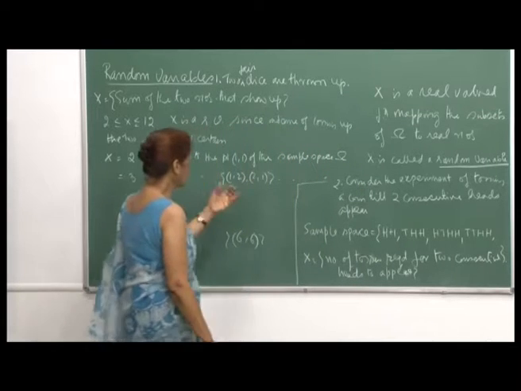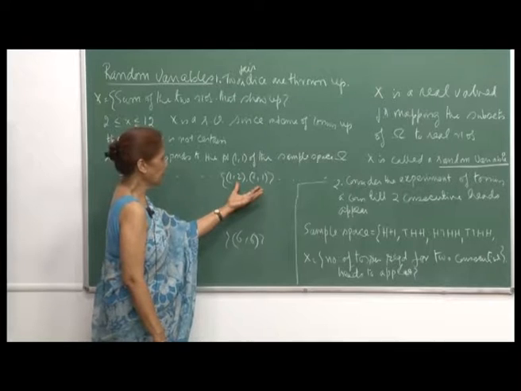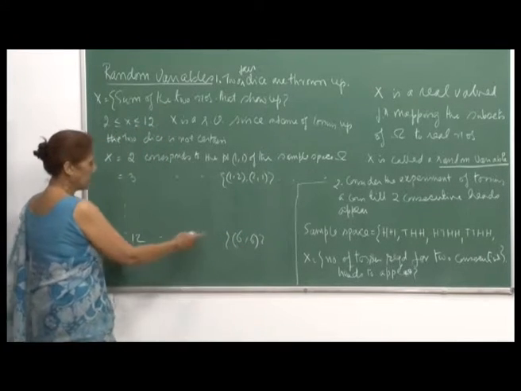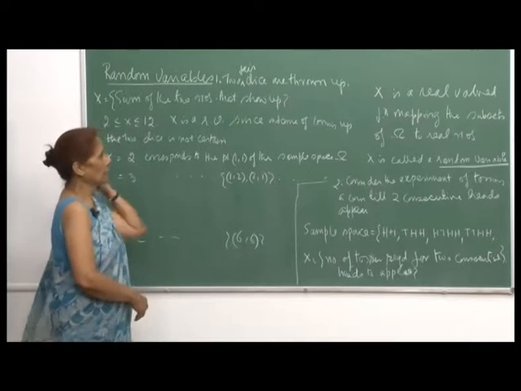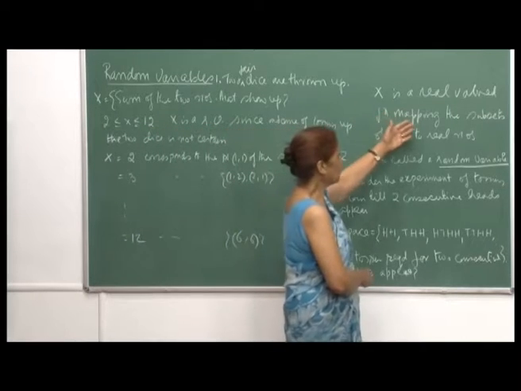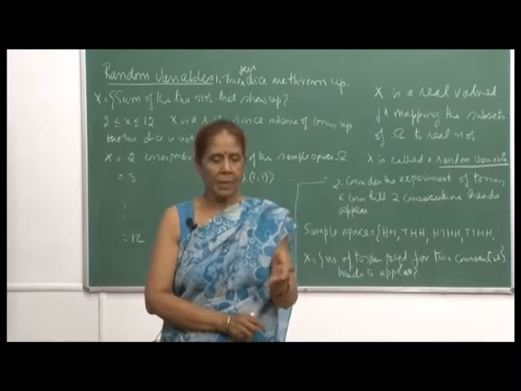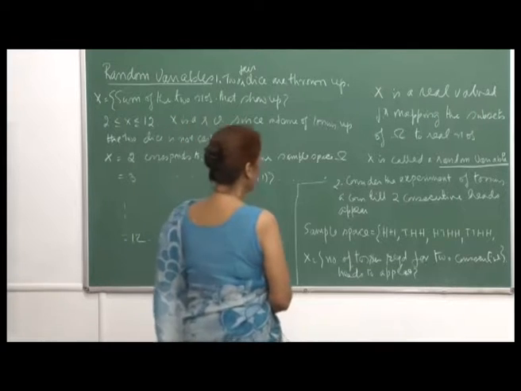And these are all subsets. This is a singleton, this is a subset containing 2 points of omega, and when x is 12, it will again correspond to the singleton (6,6). Such a function, which is a real valued function and maps the subsets of the sample space corresponding to an experiment to real numbers, we will say is a random variable.